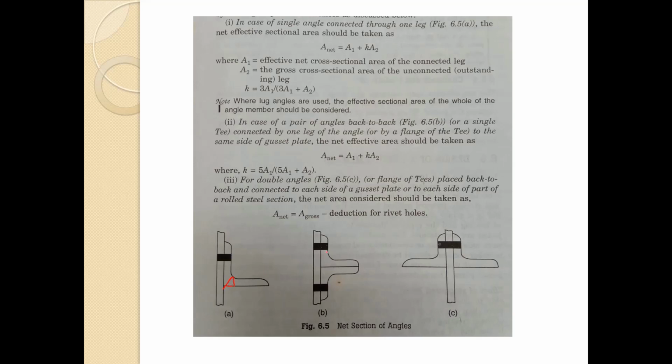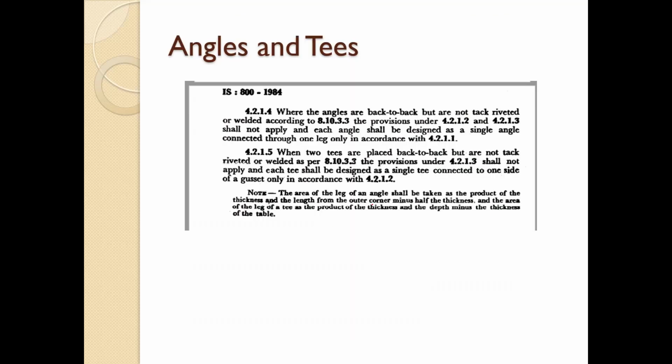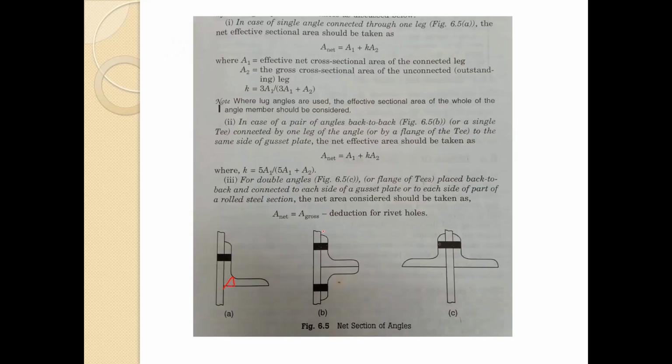And in case of T we have to take care that for one leg of the T, the product of the thickness and the depth minus the thickness of the table. Table is nothing but the flange. So here, while calculating the area of this particular section, we have to deduct this particular box while calculating this A2. Remember this A2, that is the outstanding leg.